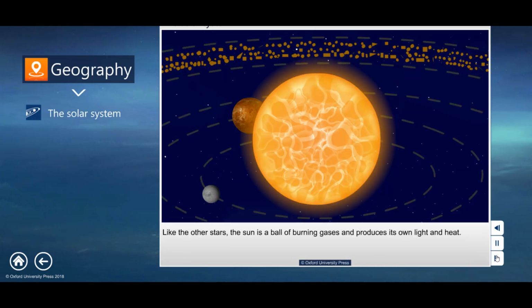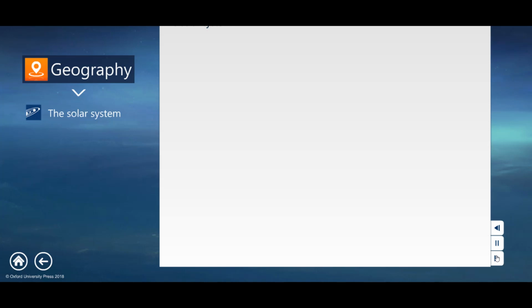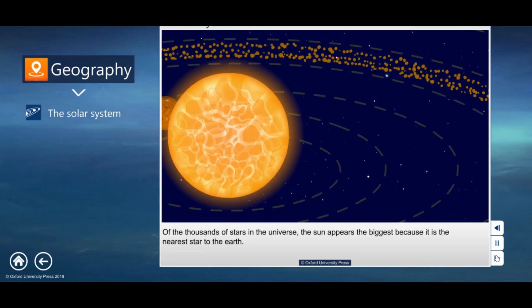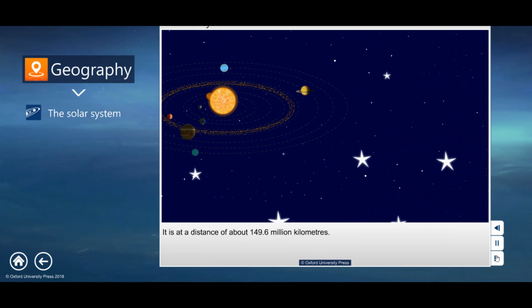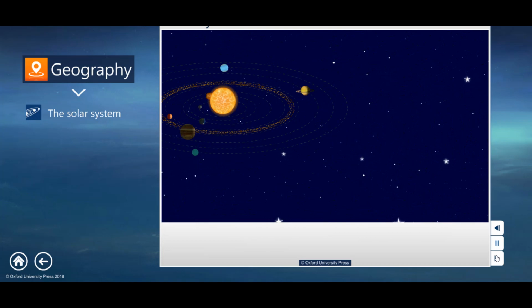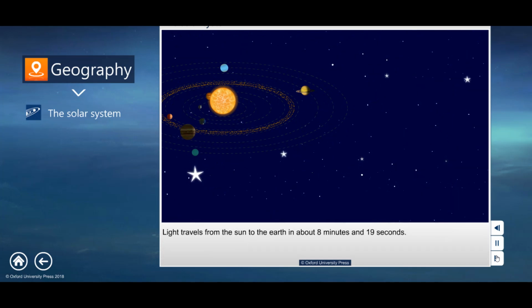Like the other stars, the Sun is a ball of burning gases and produces its own light and heat. Of the thousands of stars in the universe, the Sun appears the biggest because it is the nearest star to the Earth. It is at a distance of about 149.6 million kilometers. Light travels from the Sun to the Earth in about 8 minutes and 19 seconds. The energy of the Sun's light and heat supports all life on the Earth.